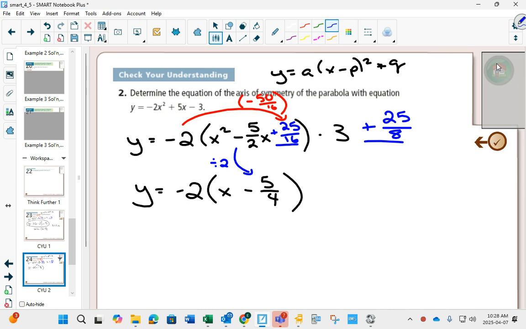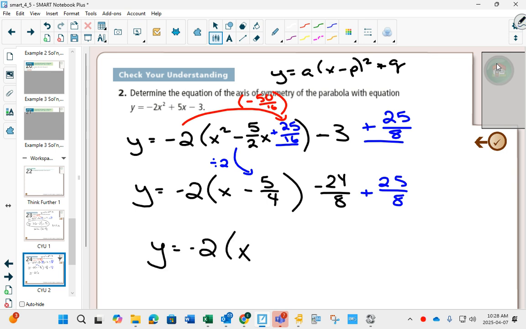Then here, if I want to put these together, I need a common denominator. Maybe I would show this, take an extra step, and change my 3. Forgot the little squared thing there, sorry. Little squared. And adding these together now that they have a common denominator, plus 1/8. Which tells me my axis of symmetry.